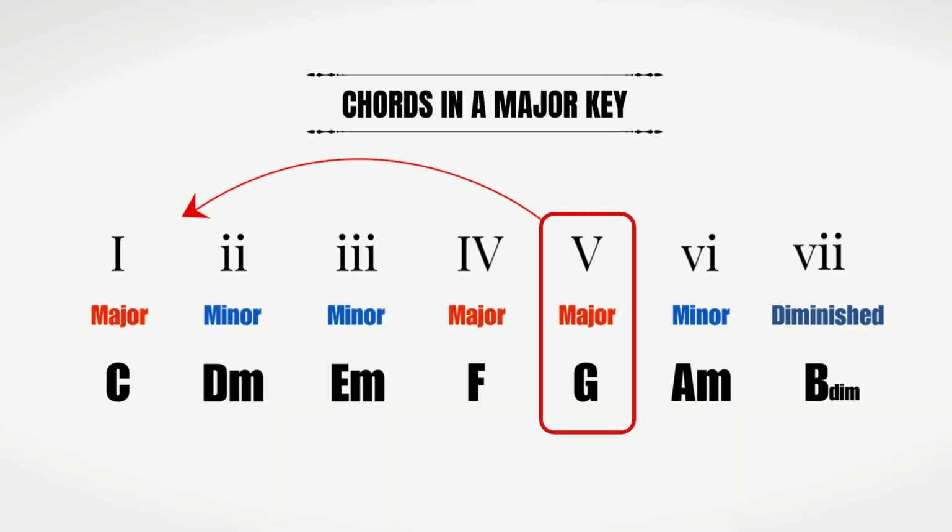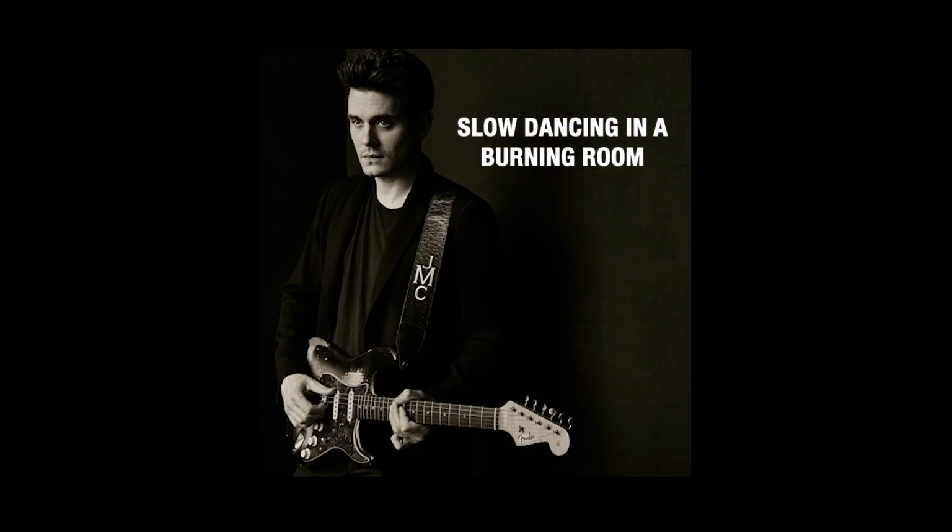You hear the 5 chord being used a lot in Western harmony, pulling us back to the 1. But before the 5-1 became really popular, the 4-1 was actually a very popular move. John Mayer uses this sequence beautifully in his song Slow Dancing in a Burning Room, played in the key of E, which means we're starting on the C sharp minor as the 6th chord.